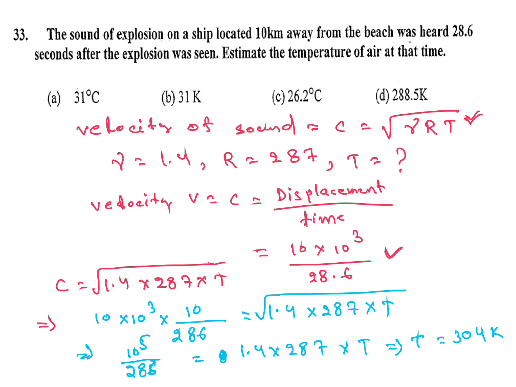In the options, 304 Kelvin is not available, so convert it to degrees Celsius. 304 minus 273 comes to 31 degrees Celsius. From the options, A is our answer. So the unit also you have to check.